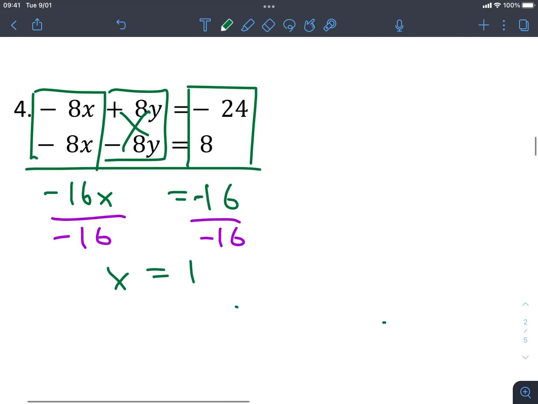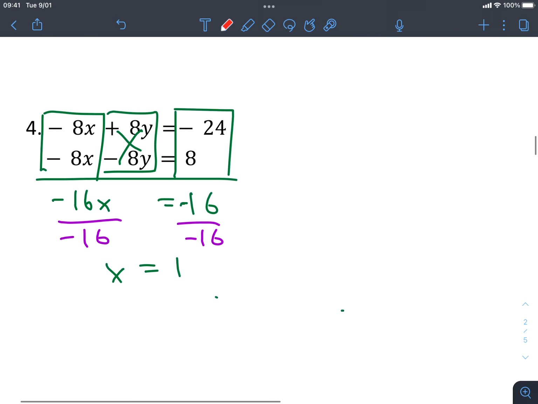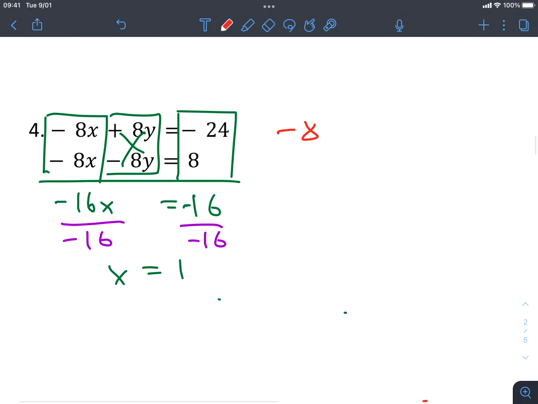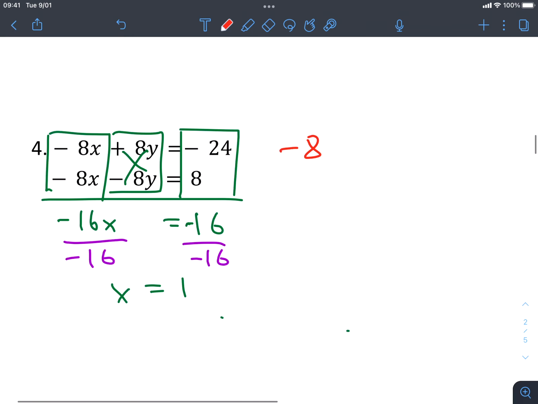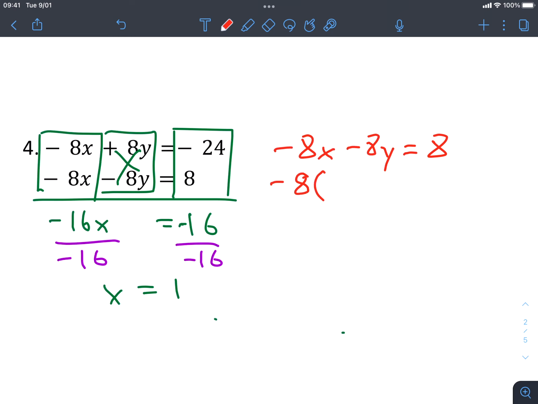Cool. So we need to then take our x and plug it into our other equation to solve for y. And again, I'll pick the second one just because we picked the first one before. So I'll take my negative 8x minus 8y is equal to 8. So now I have negative 8 times 1 minus 8y is equal to 8. So this is negative 8 minus 8y is equal to 8.